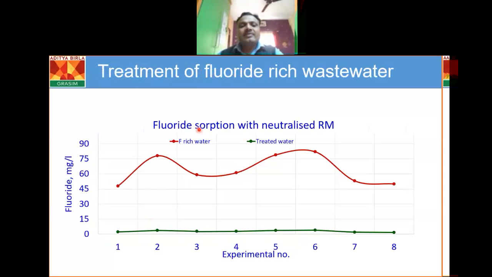At the plant scale, we took the same trial. This was the fluoride content in the inlet water that varies from 45 to almost 90 ppm, but the treated water contains fluoride content less than 3 ppm. So this may be a good option for treatment of fluoride rich wastewater for other purposes.